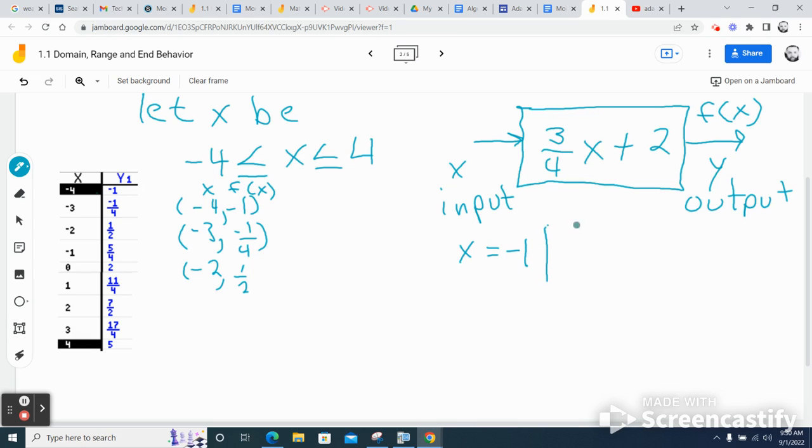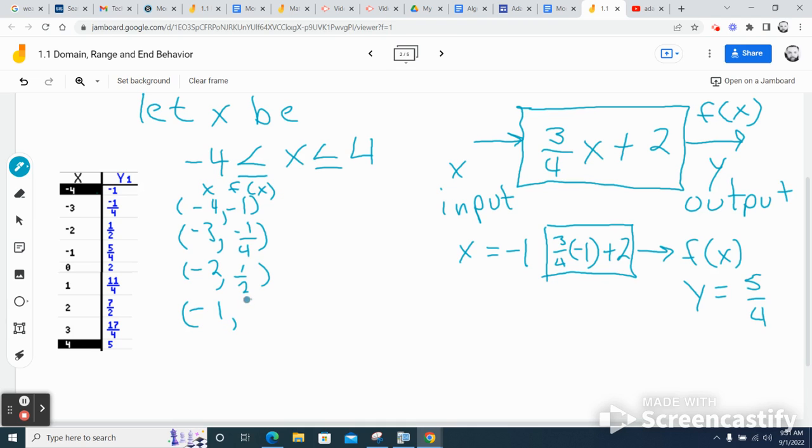And basically what we're saying is I'm going to take x equals -1. I'm going to plug that into my function, which is 3/4 times -1 plus 2. And when I do that math, it's going to come out as f of x, which is the same as y, equals 5/4. Okay? That's what the calculator is doing. It's calculating all these values.